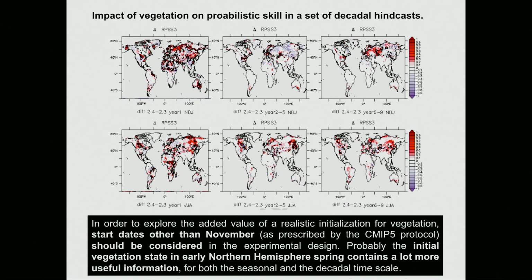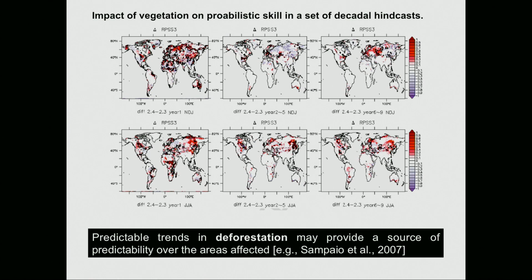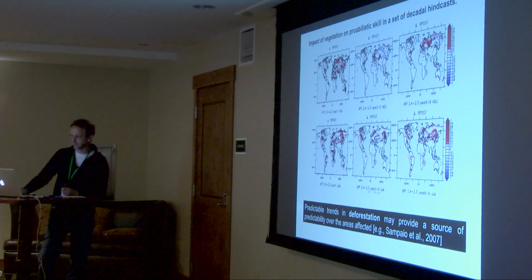This is what the CMIP5 protocol prescribes, but someone should wonder whether the initial vegetation state in early northern hemisphere spring contains a lot more useful information in order to better exploit the impact of vegetation on the decadal scale. And there are also studies which tackle the predictability associated with things like deforestation; predictable trends in deforestation may provide a source of predictability for those areas which are affected by deforestation.